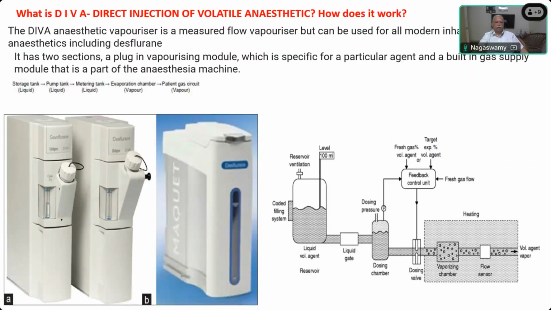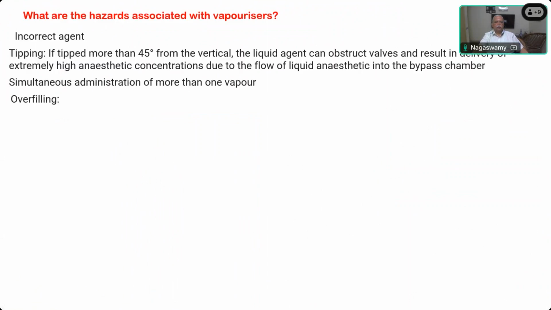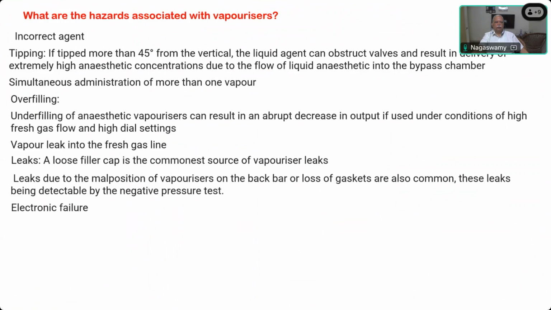Sorry, this is the module which has one. So there is a liquid-containing reservoir from which, by gravity, the agent goes into a dosing chamber, and from there it is added to the fresh gas chamber, and then the fresh gas flow comes here. Then there is a heating mechanism where vaporizing occurs, and the flow comes and the agent goes in. So the hazards associated, of course, we have seen, like overfilling, earlier.